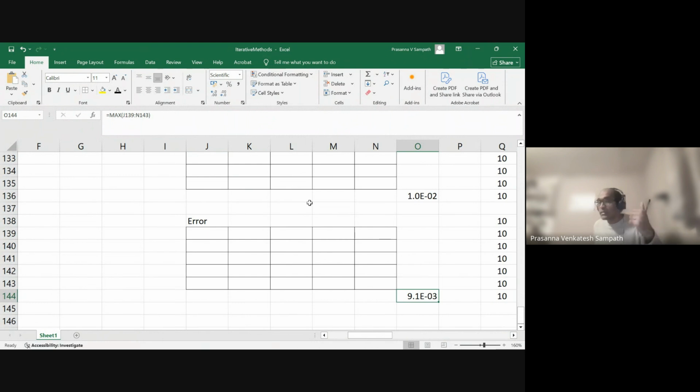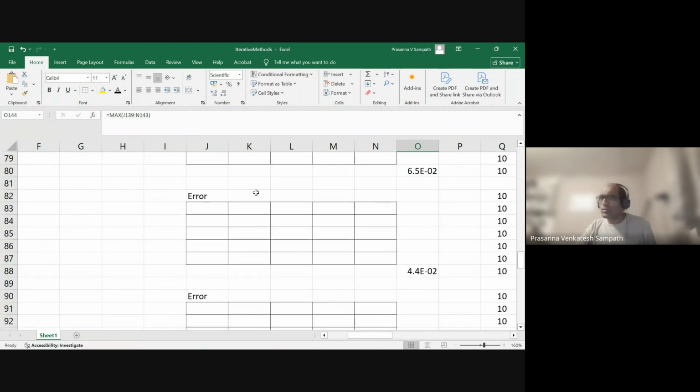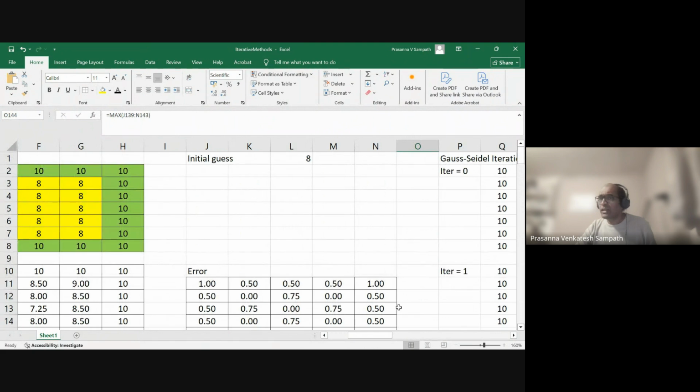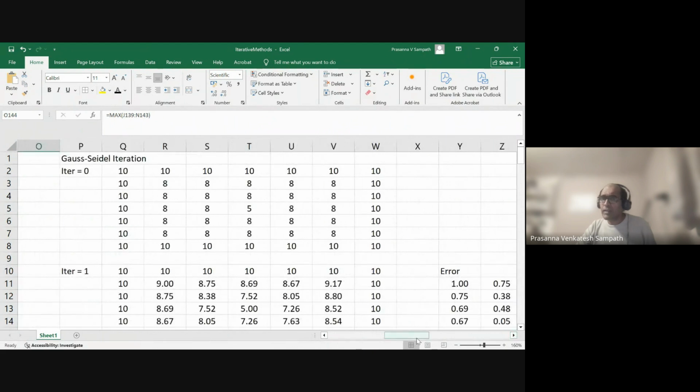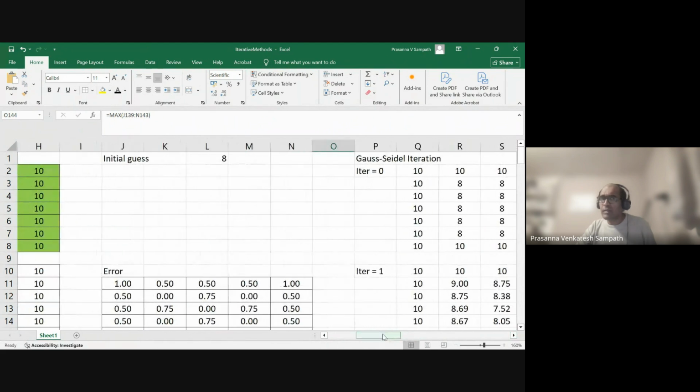Now, because this approach is so straightforward, I have simply taken Gauss-Seidel iteration also side by side. I start with the same initial guess. Okay, the same initial guess of 8.